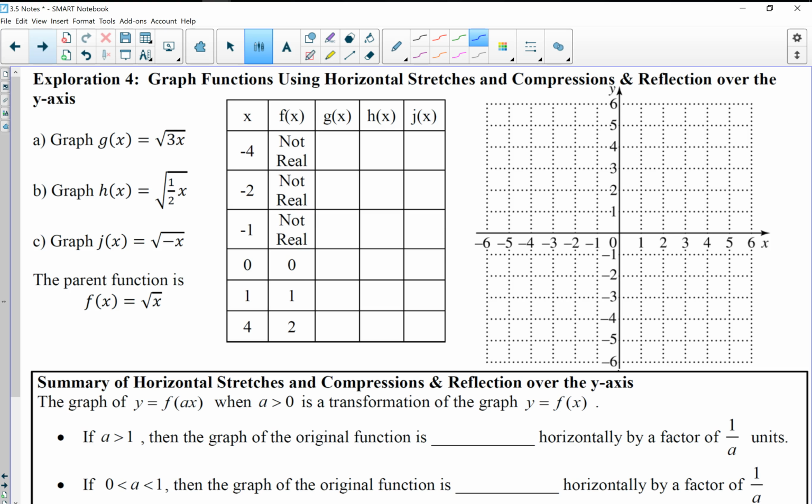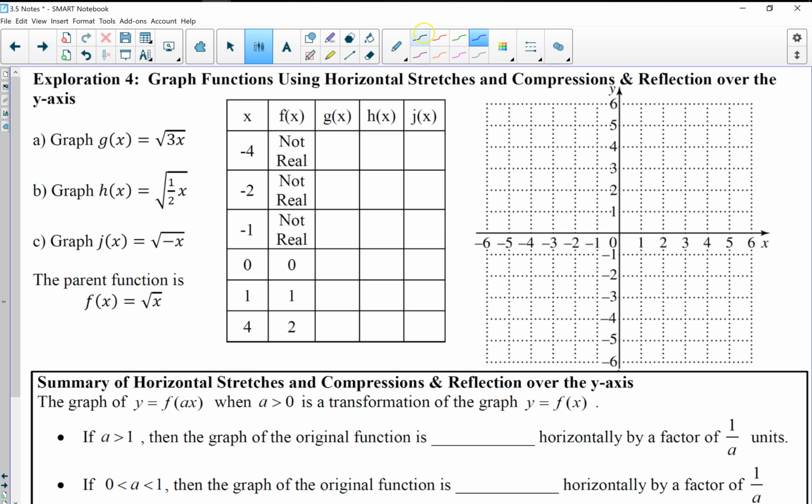All right, so now we're going to go ahead and take a look at our horizontal stretches and compression. So what are some of the key things that we can notice different compared to our vertical stretch and compression? Well, we can notice where our multipliers are happening. So this time around, my parent function is the square root of x, and my multipliers are happening inside my parent function right on the x. So whenever anything's happening right on x, that's a horizontal change. So we're going to see changes in our x values here.